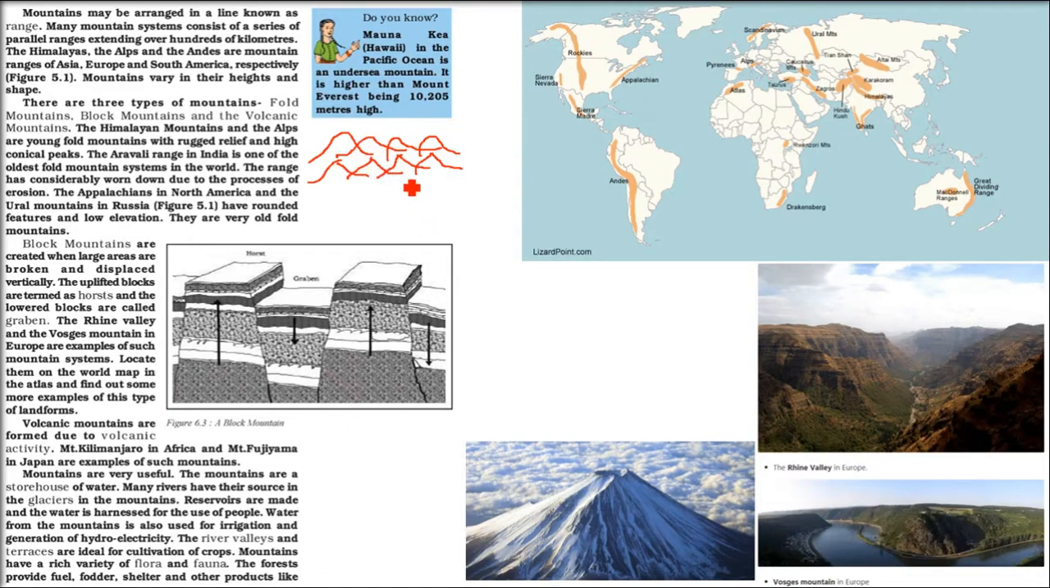They are parallel ranges also, and they are almost equal height. Like we have Andes in South America. It starts from the upper part and it goes down till the end of South America. So we have mountain ranges like Himalayas. Himalayas is in Asia. Alps is in Europe, and the Andes is in South America.